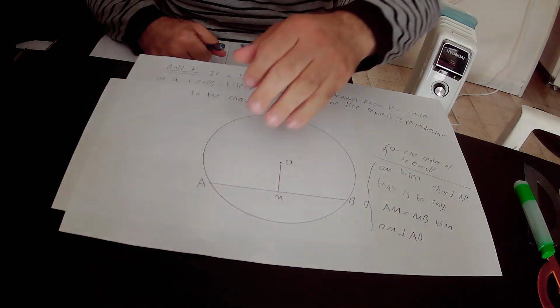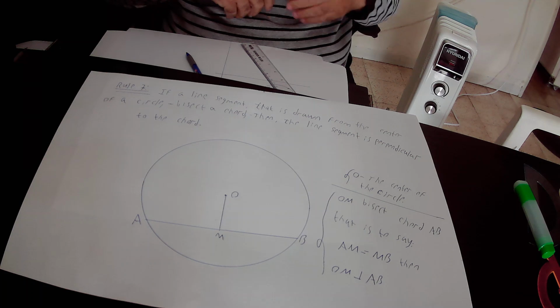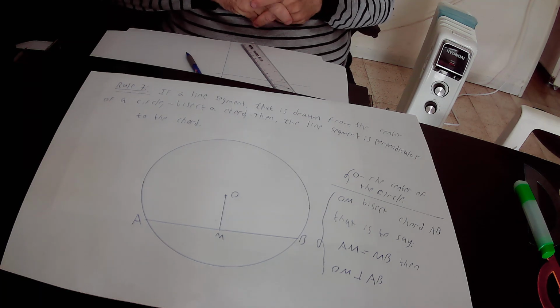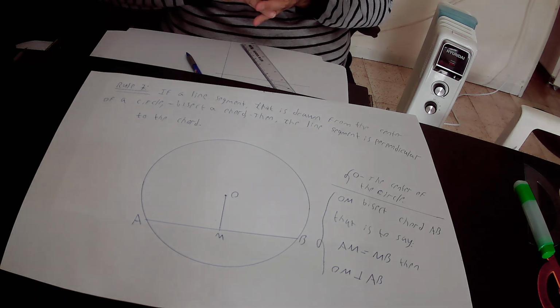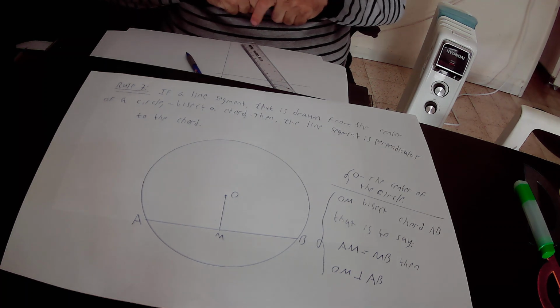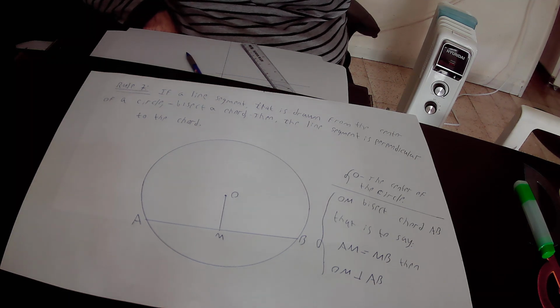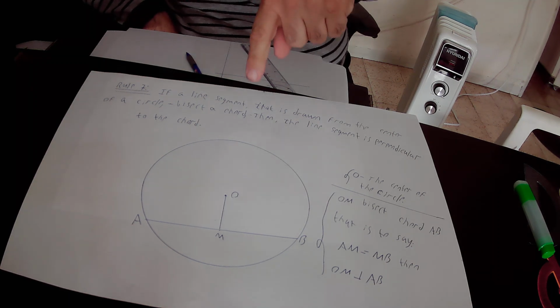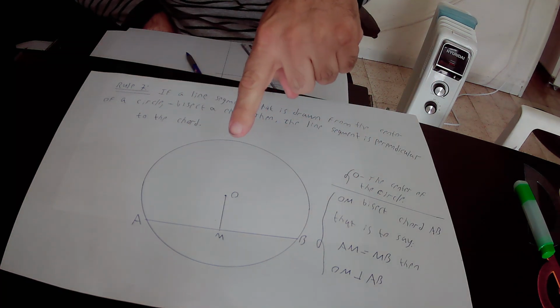Going to rule number 7: if a line segment that is drawn from the center of a circle bisects a chord, then the line segment is perpendicular to the chord. The center of this circle is here at point O. Line segment OM bisects chord AB. That is to say, AM equals MB.